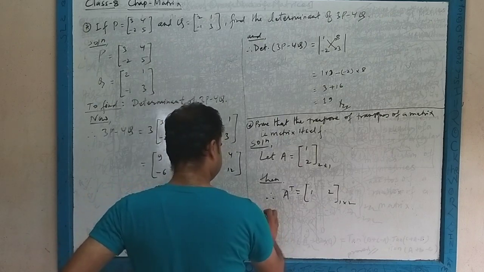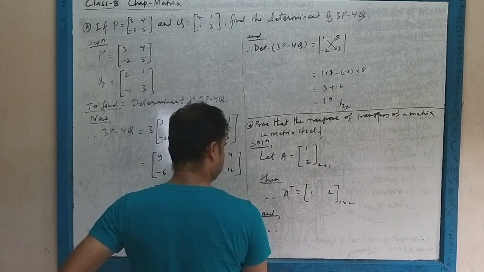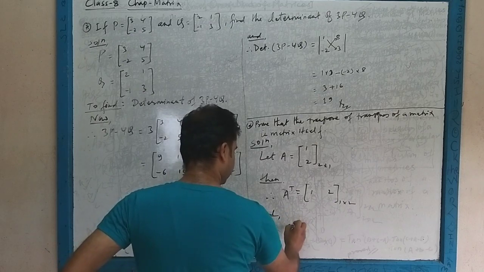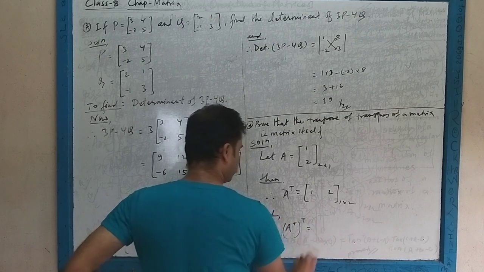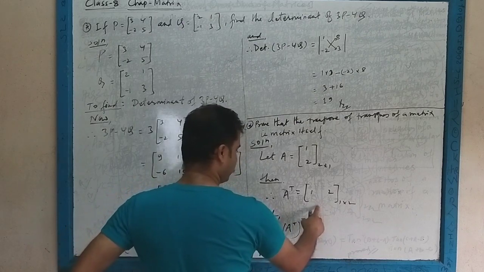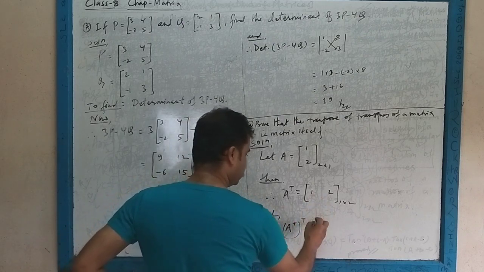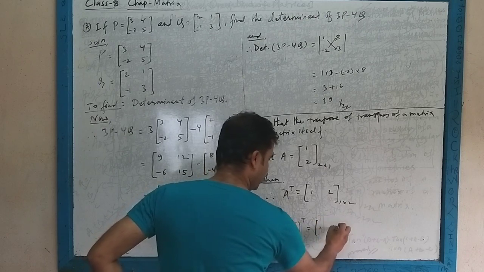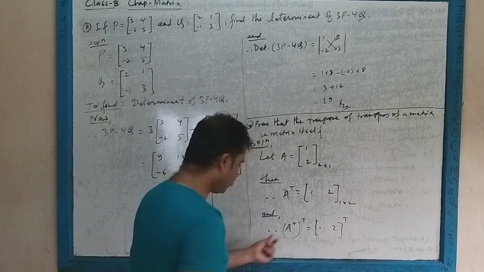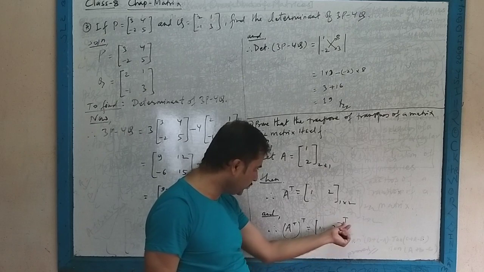And therefore A transpose, what is the answer? Let us put transpose. What is A transpose? A transpose is this one. A transpose matrix is 1, 2. A transpose value is 1, 2.